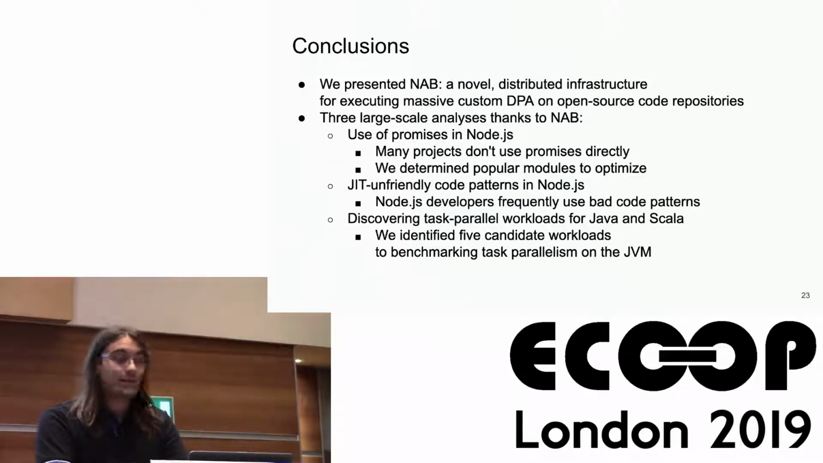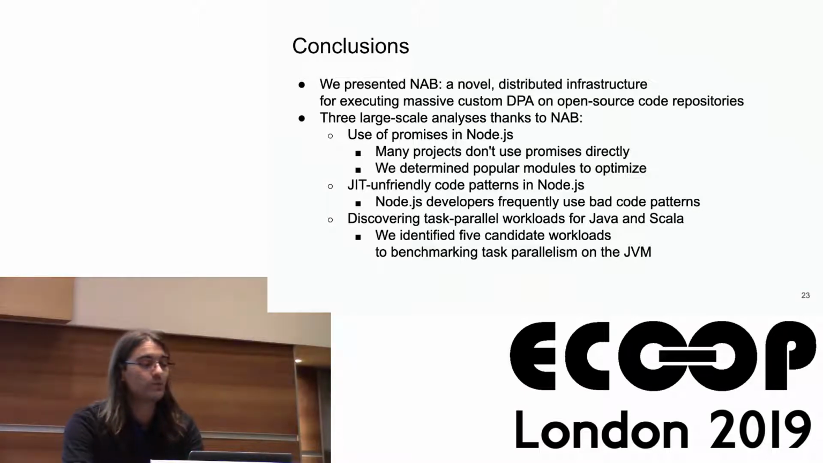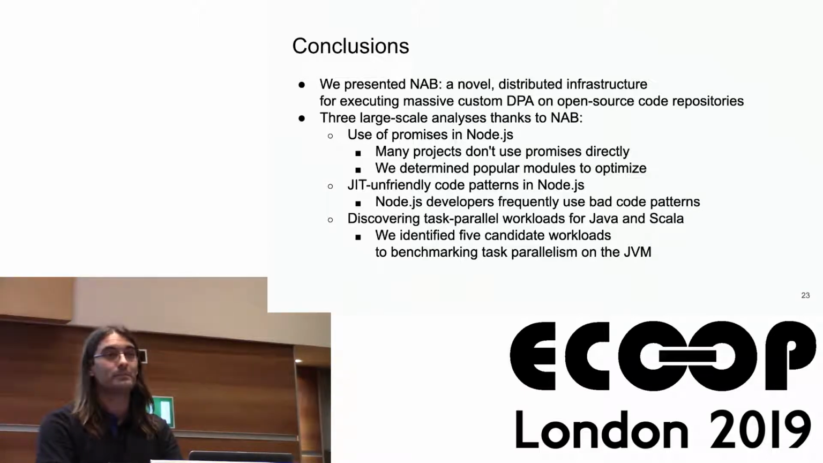We analyzed the presence of JIT-unfriendly code patterns in Node.js applications, and we found that, unfortunately, developers frequently use them in their applications. And finally, we used NAB to discover task parallel workloads for Java and Scala. In this use case, we were able to identify 5 candidate workloads for benchmarking task parallelism on the JVM.